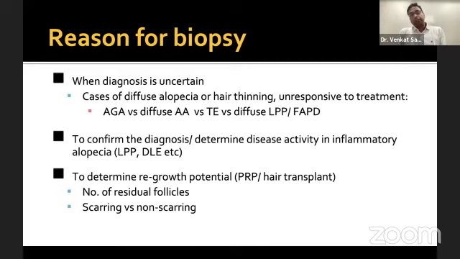So I routinely do hair biopsy in patients I do PRP for, especially in androgenetic alopecia, because not all androgenetic alopecias respond to PRP, and this is because the number of residual follicles is actually low. PRP can transform vellus hairs back into terminal hairs, but it cannot produce new hairs. So if the number of follicles itself is low, PRP won't help. So this is how I use a biopsy in case of PRP.